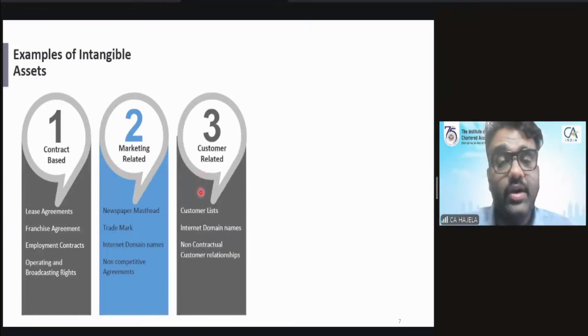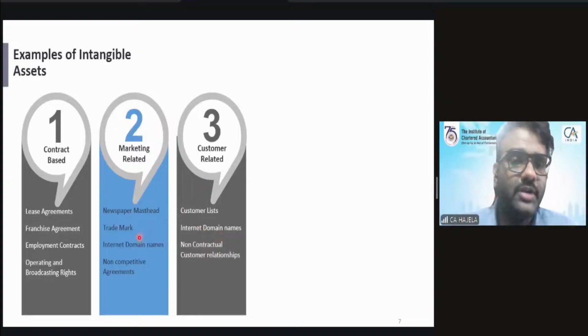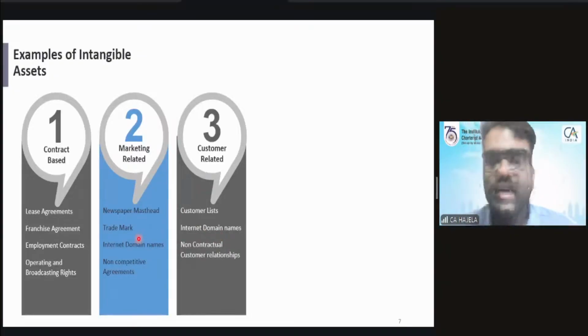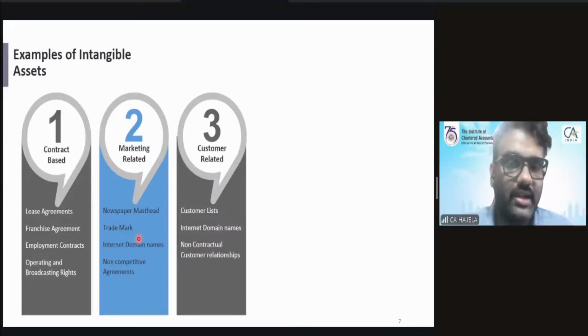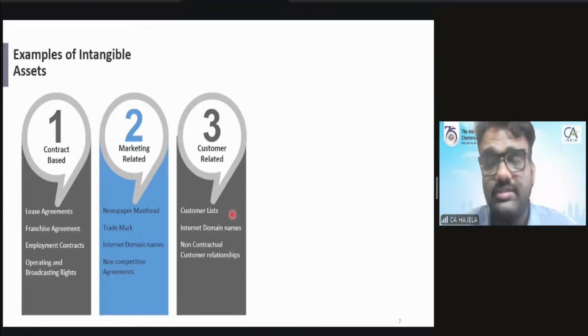Customer related. Now, customer lists, internet domain names, non-contractual customer relationships. Now, you'll say internet domain names was also covered in marketing related. So this is covered in both the heads. That's why I'm writing it. A major example of a customer-related intangible asset is customer lists.